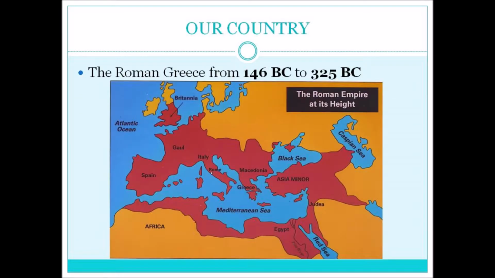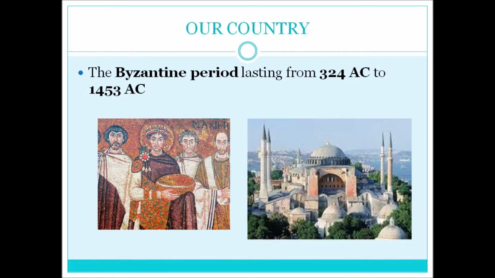Here is Greece as a part of the Roman Empire, covering a period from the Roman conquest of Greece in 146 to 324. In this map, we can see the size of that empire. The following period is the Byzantine one, from the establishment of the capital city of Byzantium, Constantinople, in 324 until its fall in 1453 by an emerging power, the Ottoman Turks. In this picture we can see Hagia Sophia, a church that was built by the emperor Justinian.